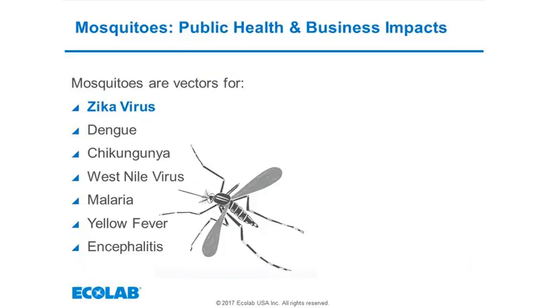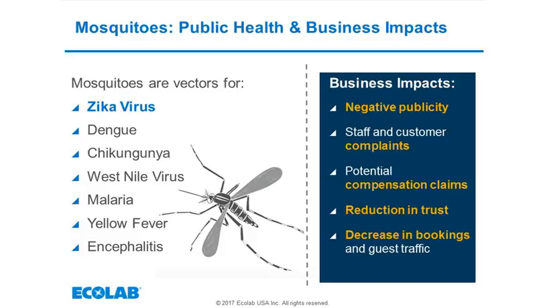So mosquitoes are more than just a nuisance. They have the potential to vector many different life-threatening diseases. In addition to Zika virus, which you heard about earlier, Aedes species also have potential to transmit dengue and chikungunya. Other mosquito species have potential to vector things like West Nile virus, malaria, yellow fever, and even encephalitis. And this depends on the location and distribution of the mosquito species in that area.